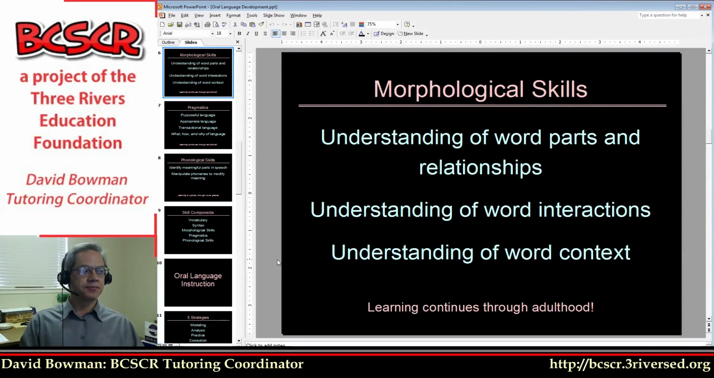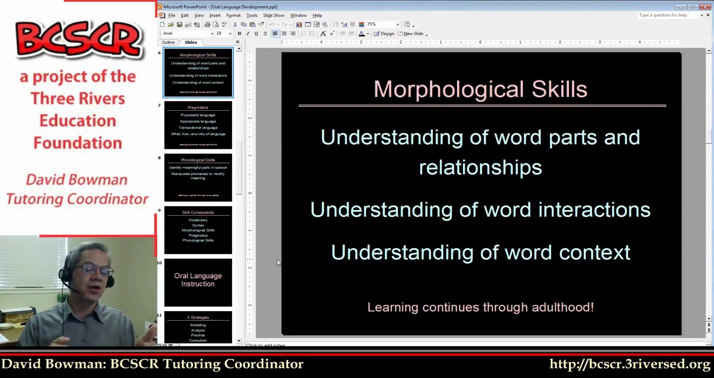Morphological skills is really the analysis piece here. It's looking at words, word parts, and how we change those parts in order to change the meaning. So, for example, that's going to include suffixes and prefixes and infixes. What is the relationship between the word parts and what do they together mean? But it's also looking the next step broader.